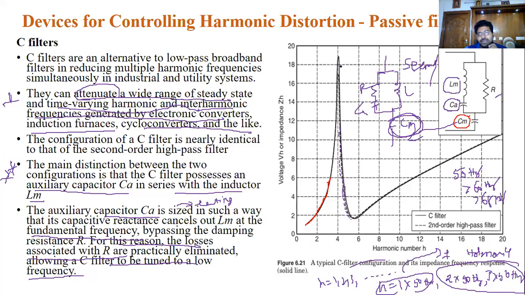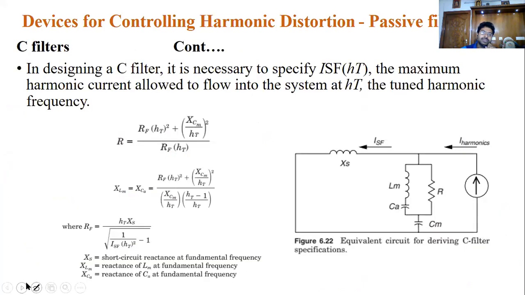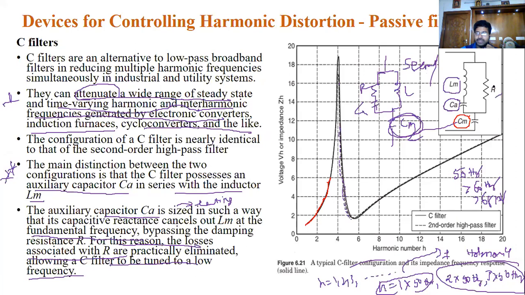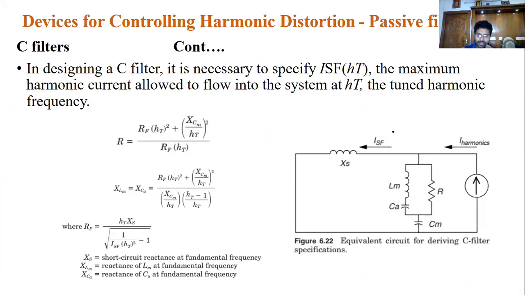You can observe this graph, the characteristics: the impedance frequency resonance, and also the voltage characteristic. You can see the C-type filter and the second order filter are much more similar, almost close. The only difference is CM. Remember the CM: you can attenuate by tuning those values to eliminate different orders of frequencies. You can draw this filter into the single line diagram to calculate the values.